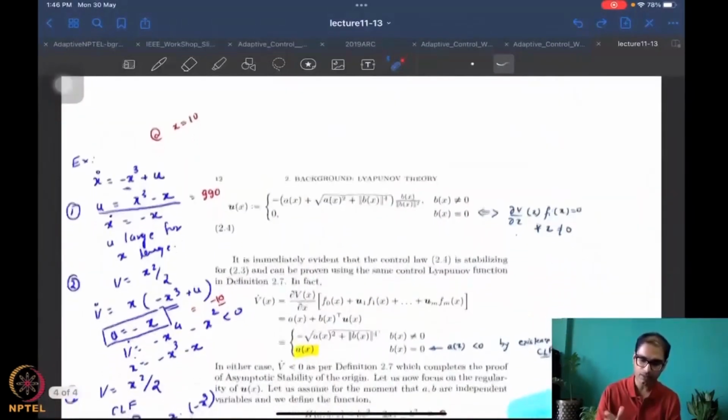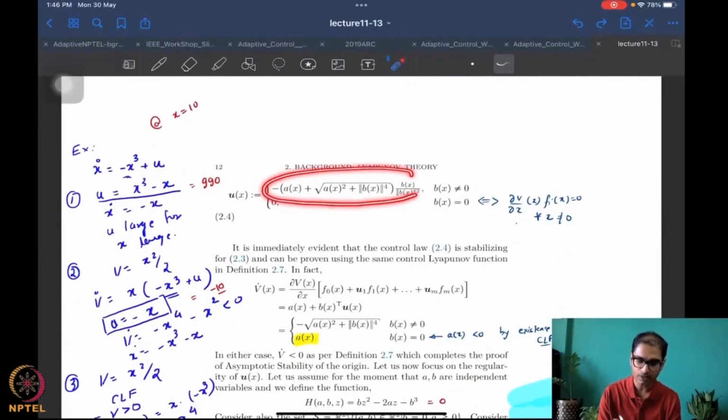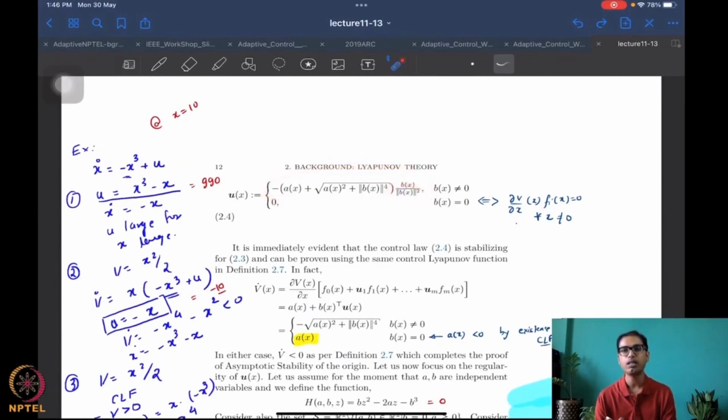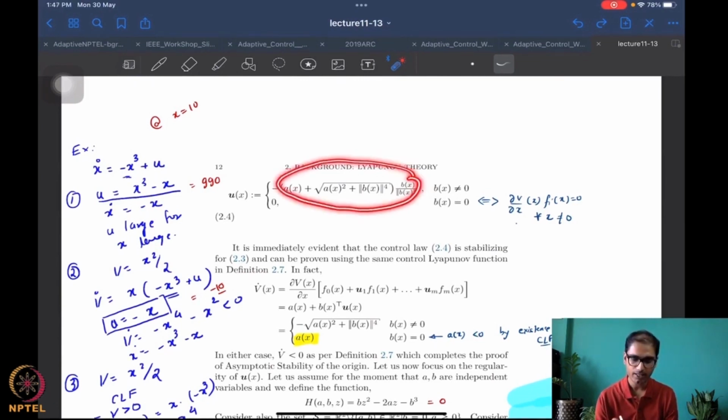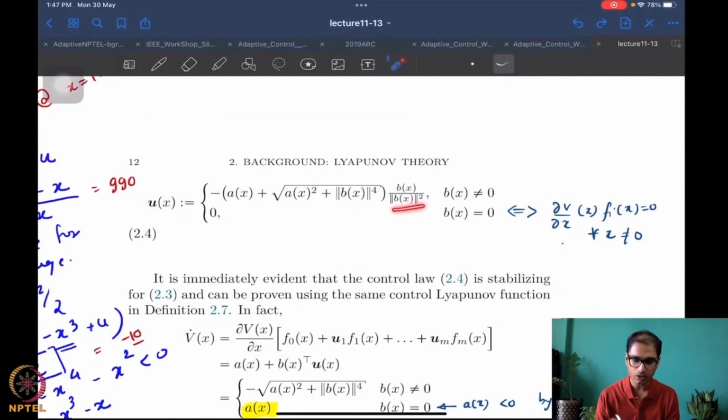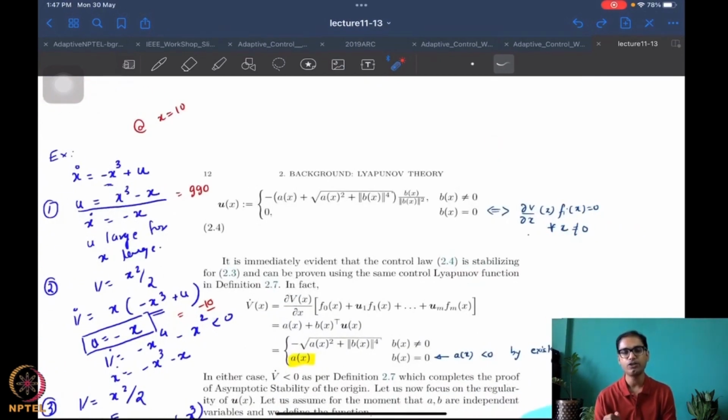So if at least one of them is non-zero, then you have this nice construction with a division by the norm of B(x). Because B is non-zero, the norm is non-zero, so this is well defined. But when B is 0, this norm is not well defined, so the control is defined as 0. Einstein and Sontag actually show that this is a smooth control law.